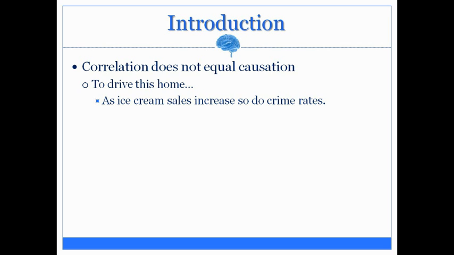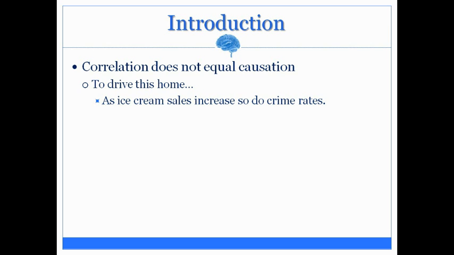Well, it's likely a third variable. What would that third variable be? Think about it for a moment. You can pause it. That third variable is heat. As it becomes hotter out, the temperature increases, people are going to buy more ice cream. As temperature increases, crime rates increase as well. It doesn't take a rocket scientist to figure out that criminals aren't going to be robbing people, mugging people, breaking into cars when it's very, very cold out, right?